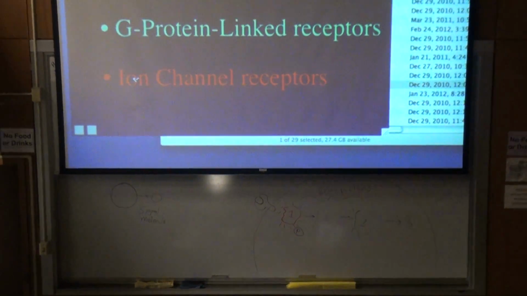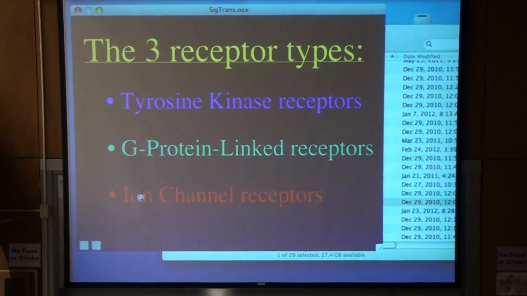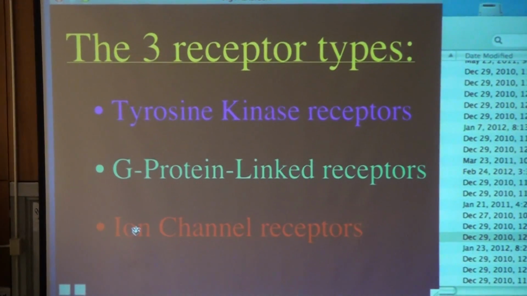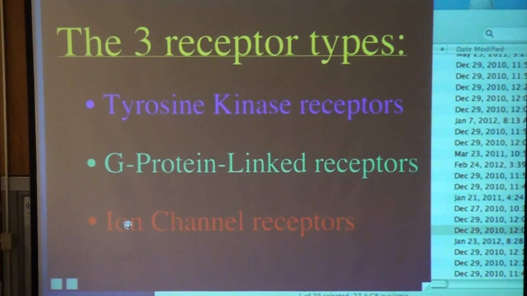So, tell me that looks vaguely familiar from Wednesday. Okay, good. All right, so there's been a lot of research, cellular research, to analyze these signal transduction pathways.